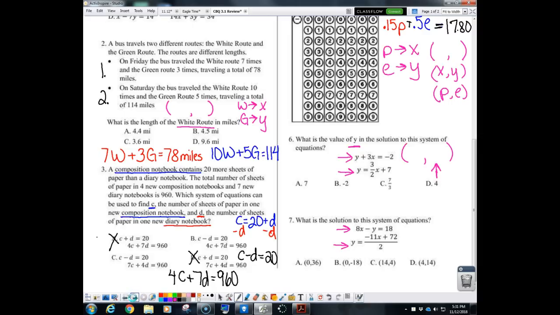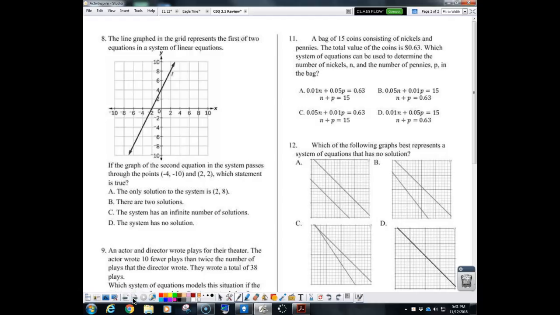Let's move on to the back. Okay, so the line graphed in the grid represents the first of 2 equations in a system of linear equations. If the graph of the second equation in the system passes through the points (-4, -10), so (-4, -10) would be down here, right? You do x first and then down, right? And the point (2, 2). Okay, let's try this again, (2, 2).